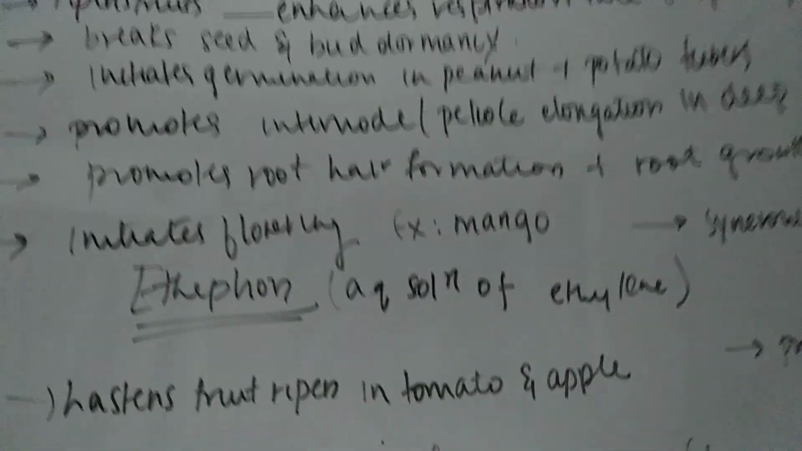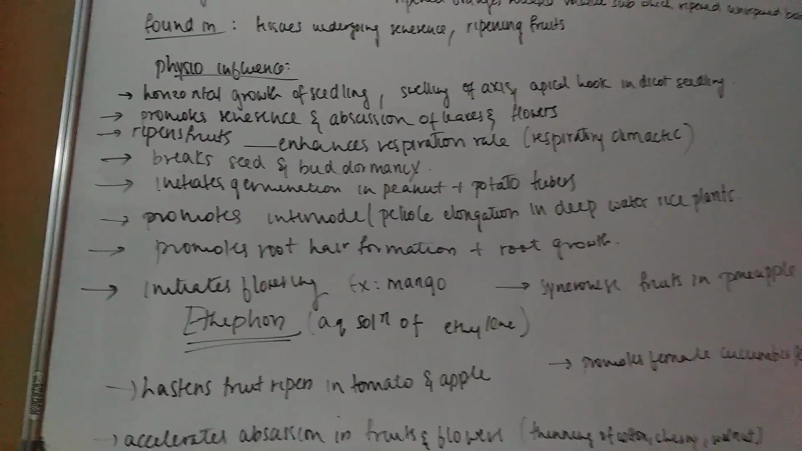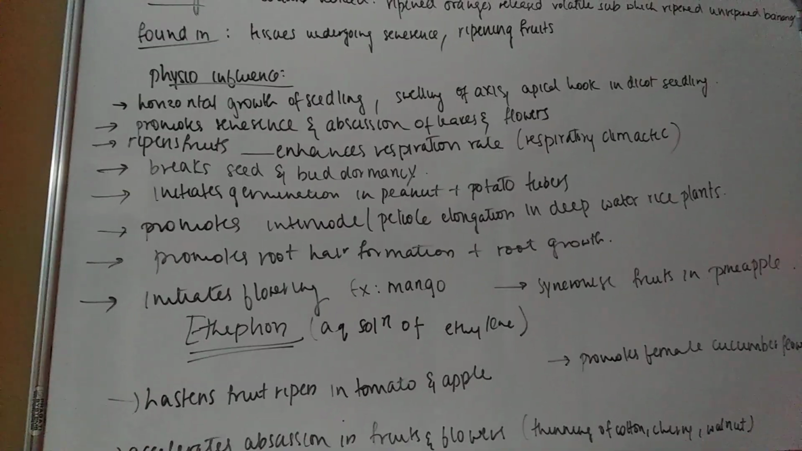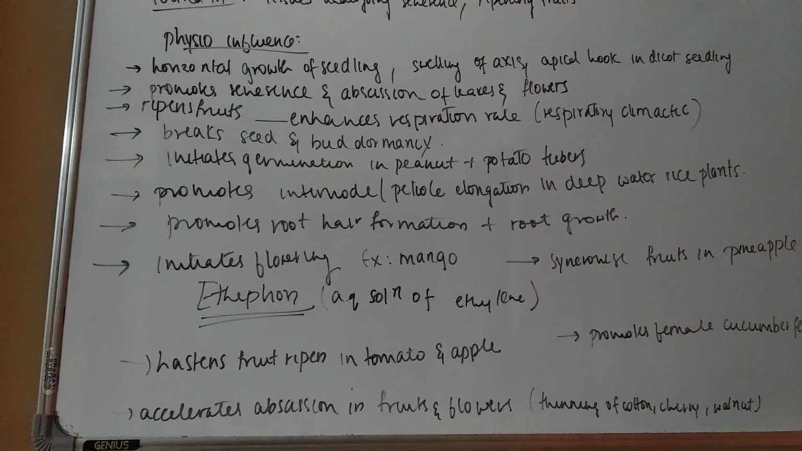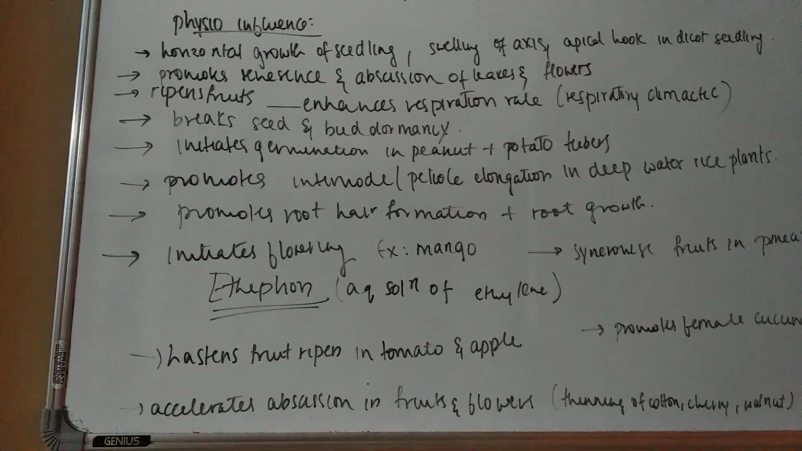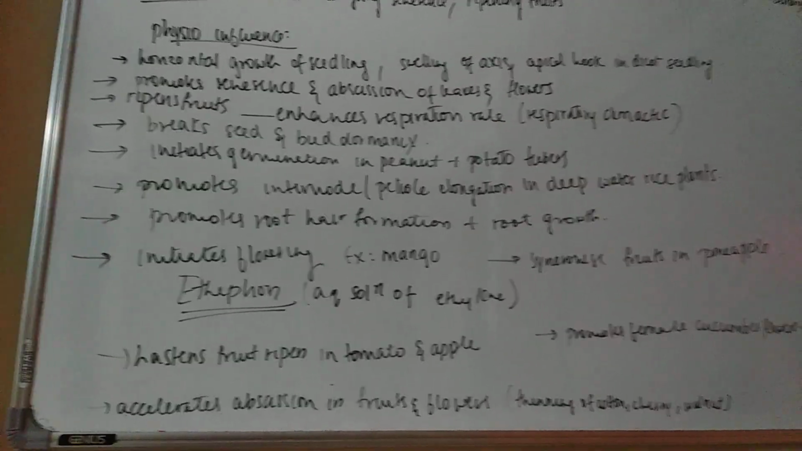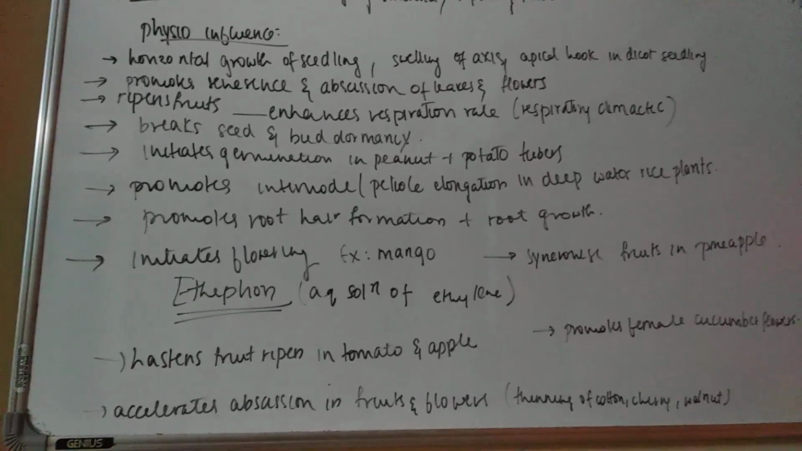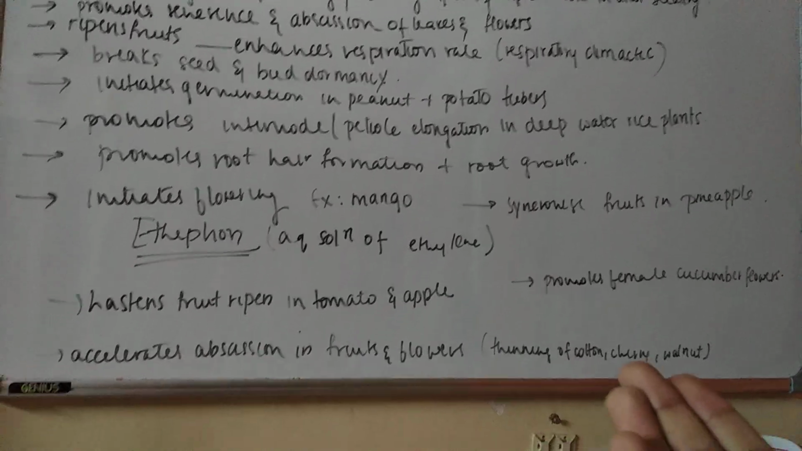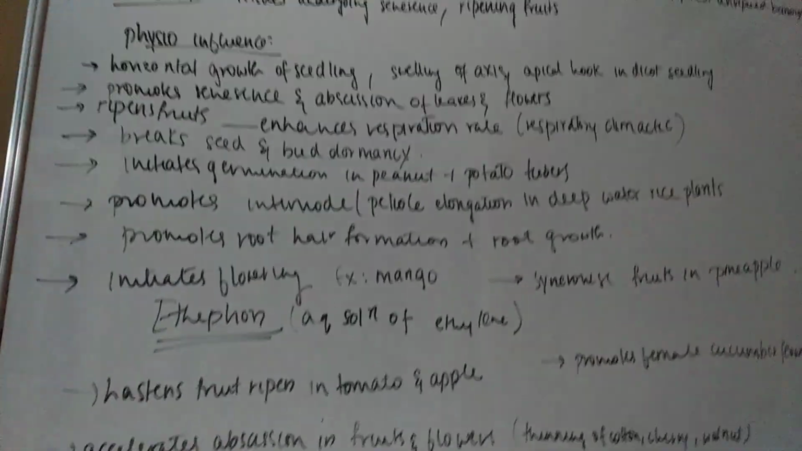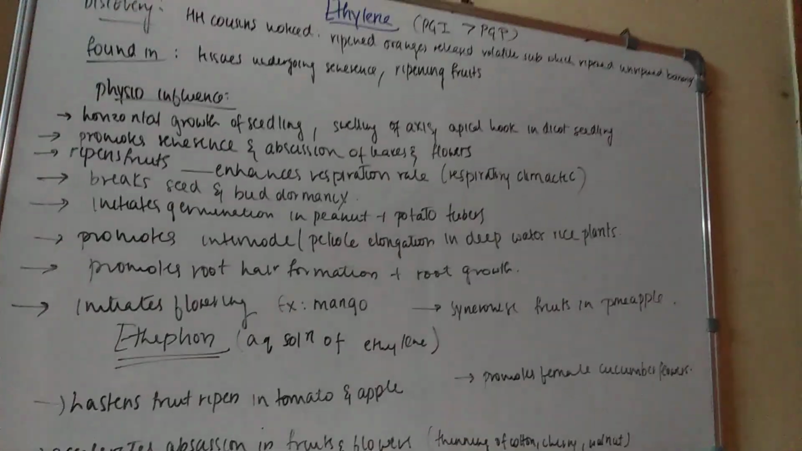Thinning means removing some plants so that the other plants can grow better. So if you have like 100 plants sown there, and if you keep like 75 plants, your 75 plants will be of better quality compared to quantity. So to do that, people do thinning. For that, they use abscission by means of ethylene. So this is all about ethylene.